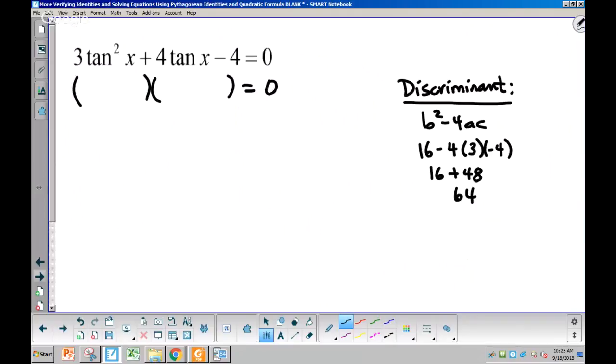So 3 tangent squared x. So 3 is prime. So my only choices are 3 tan and tan. Now I have a choice with 4. I can say 2 and 2, or I got to get a 4 in the middle. And they have to be opposite signs here. So I think 2 and 2, because this is going to be a 6 tan and a 2 tan. Will that give me a 4 if I add them together somehow? And what has to be positive? The 6. So this is going to be plus and this will be negative.